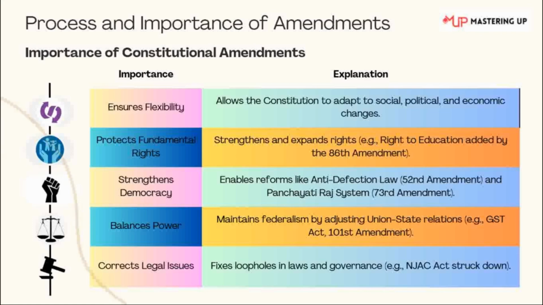Constitutional amendments strengthen democracy as they enable reforms like the anti-defection law, 42nd Amendment, and Panchayati Raj system, 73rd Amendment. It balances power by maintaining federalism, by adjusting union-state relations, example GST Act, 101st Amendment. The amendment helped correct legal issues by fixing loopholes in laws and governance, example NJAC Act struck down.